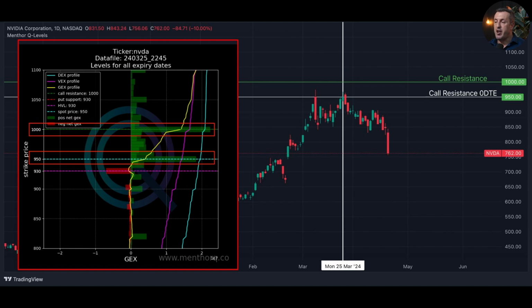Here we see the net GEX or net gamma exposure chart from our models, and we can identify two key levels, the call resistance and the call resistance 0 DTE, which looks at the market positioning at the next weekly expiration. The 1000 level and the 950 level are the ones with the highest exposure. As we can see from the chart, the price reaches this level and then retracts, as it fails to break above.